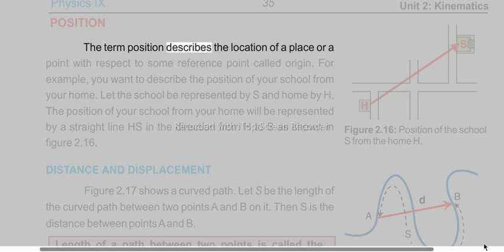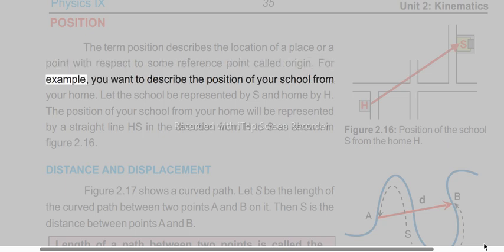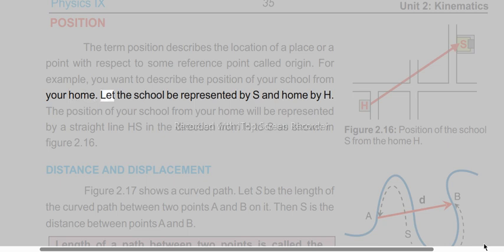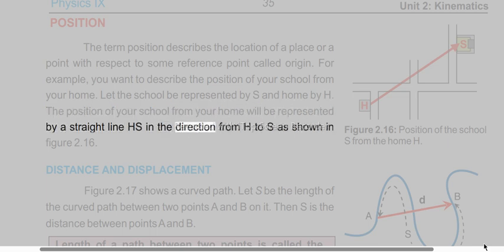The term position describes the location of a place or a point with respect to some reference point called origin. For example, you want to describe the position of your school from your home. Let the school be represented by S and home by H. The position of your school from your home will be represented by a straight line HS in the direction from H to S, as shown in Figure 2.16.